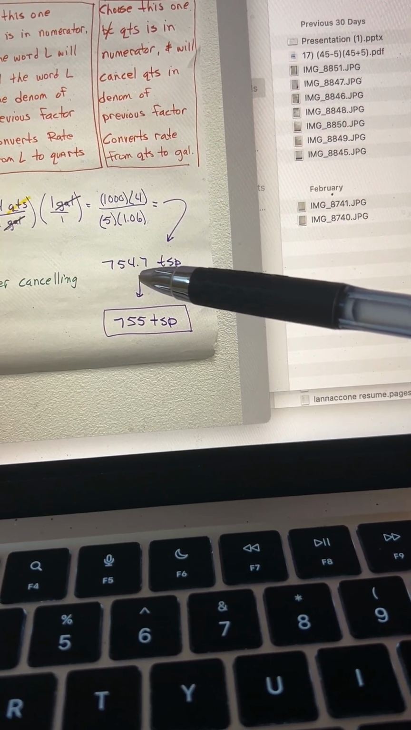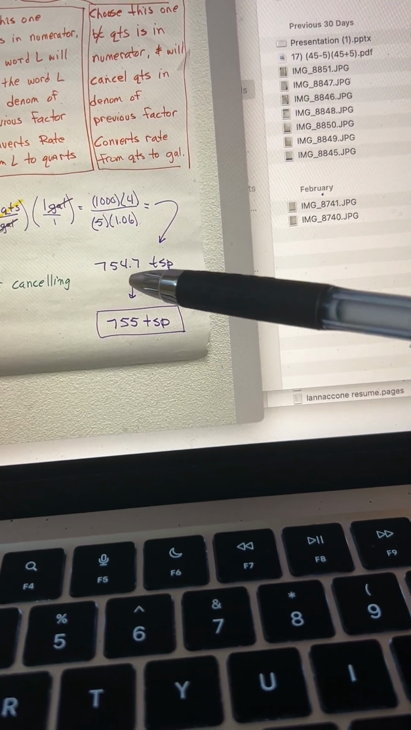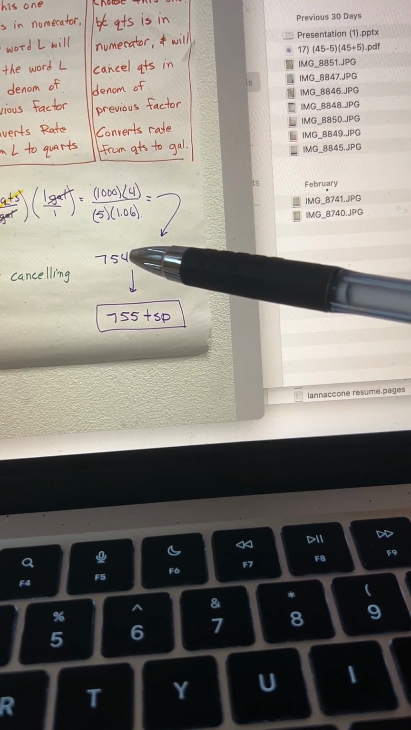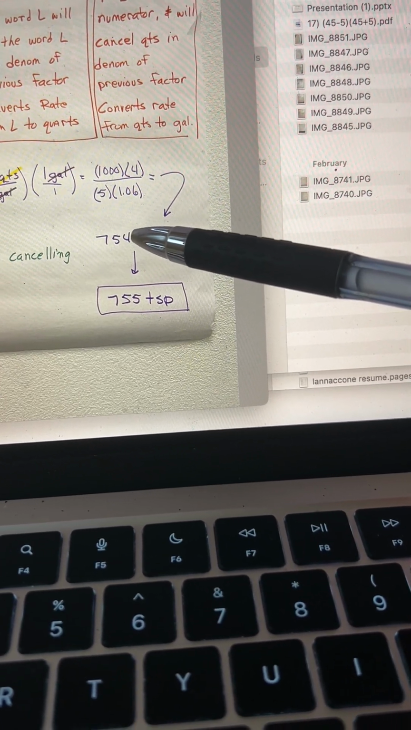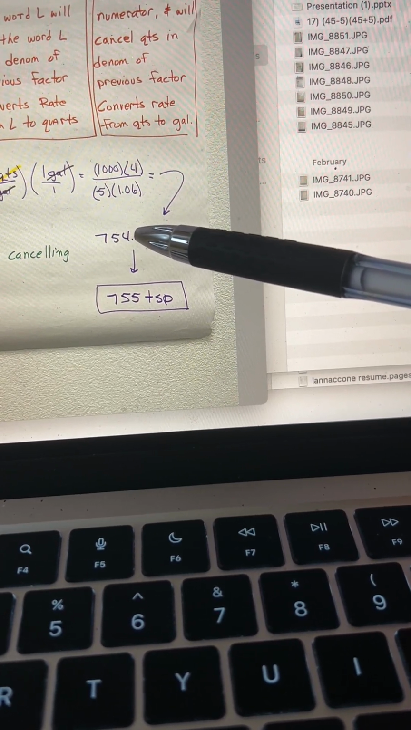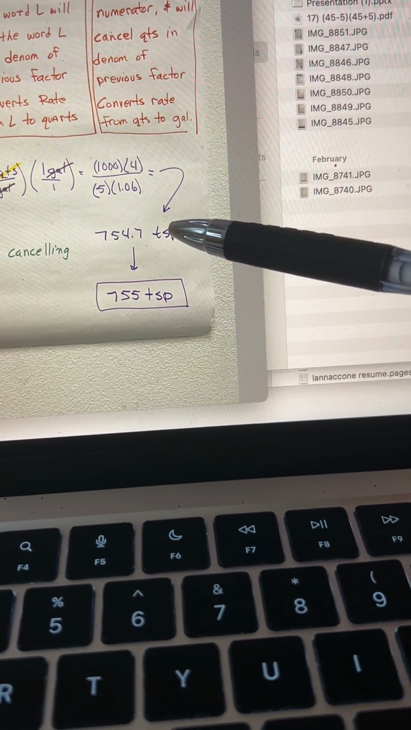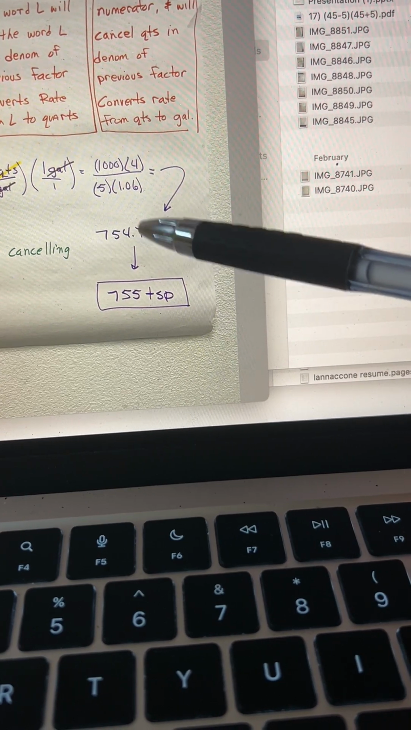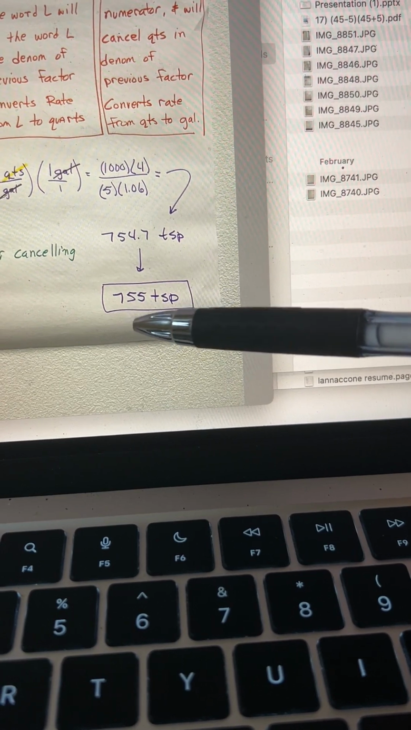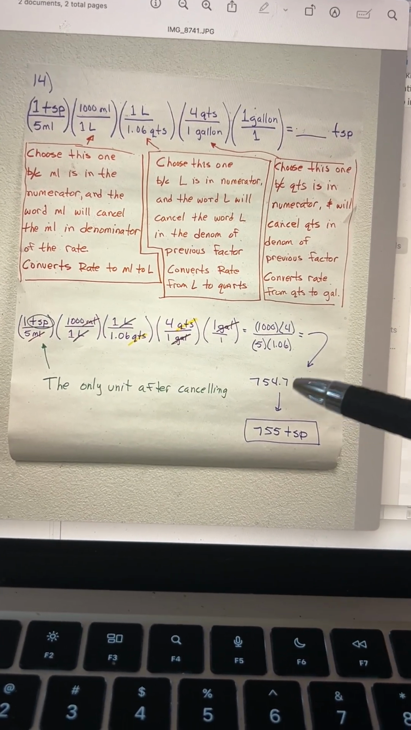754.7. And I think in the problem, they wanted to know how many whole teaspoons, so we rounded up, because in rounding, we want to round it to a whole number, not a decimal. So we think, okay, I want to round the 4 up, or leave it alone based on the next number, the 0.7. And because that 7 is above 5, we round the 4 up. Bam, 755. So take that one, do that calculation and see if you get 754.5.